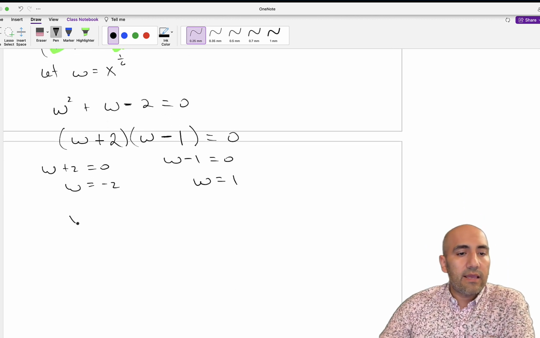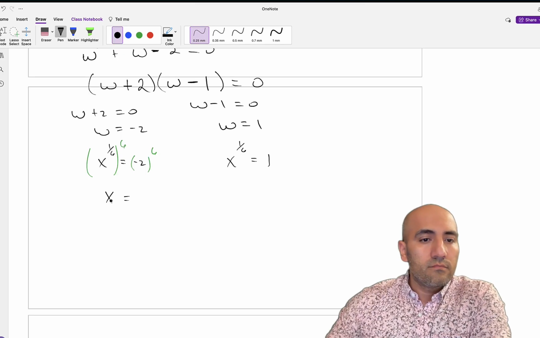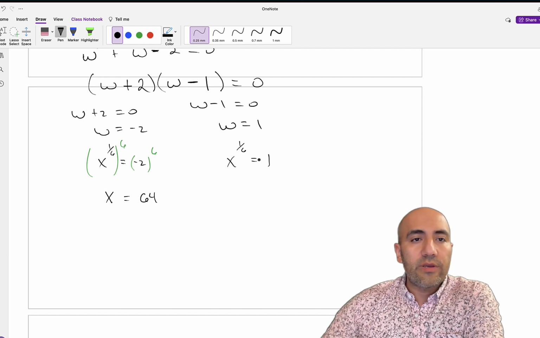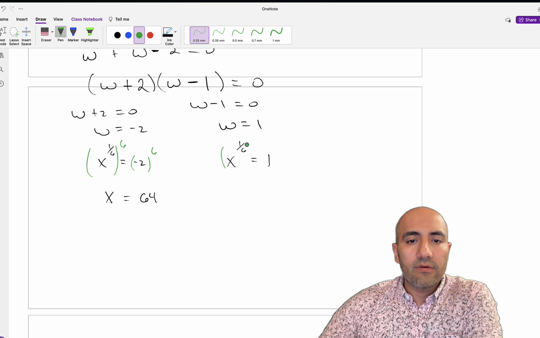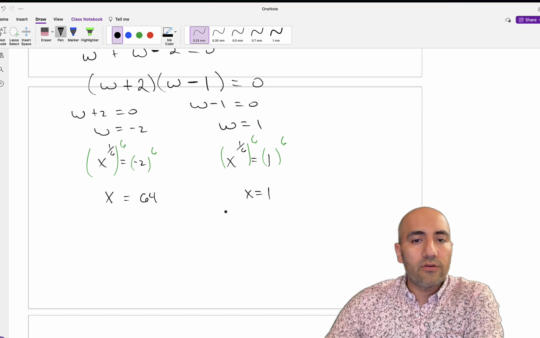So now we replace: x to the power of 1/6 is equal to -2, and x to the power of 1/6 equals positive 1. To simplify this, we have to raise both sides to the power of 6. So -2 raised to the power of 6 is going to be equal to positive 64. And on the other side, we also raise both sides to the power of 6, and so we end up with x equal to 1 as another solution.